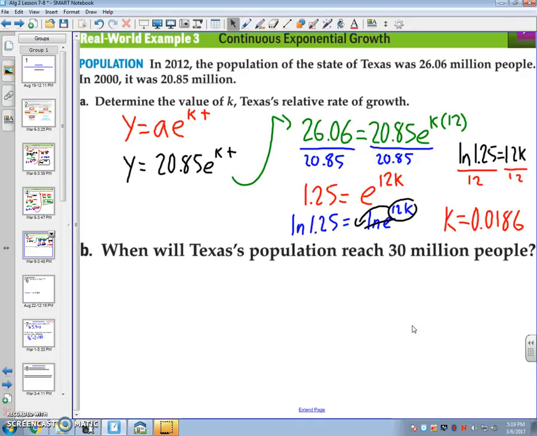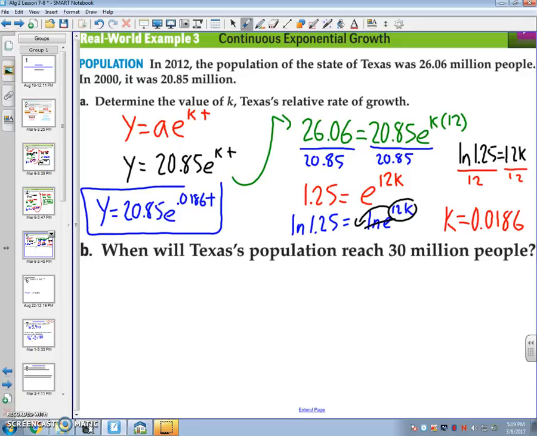So fill it in, then we have our equation. Our real equation is y equals 20.85 times e to the 0.0186t. There's our equation. Now the second part is, when will Texas have 30 million people? So we have our equation from before. y equals 20.85 e to the 0.0186t. They're asking, when's it 30 million people? That's our y. So they're saying 30 million. Remember, we're always in million units right now.